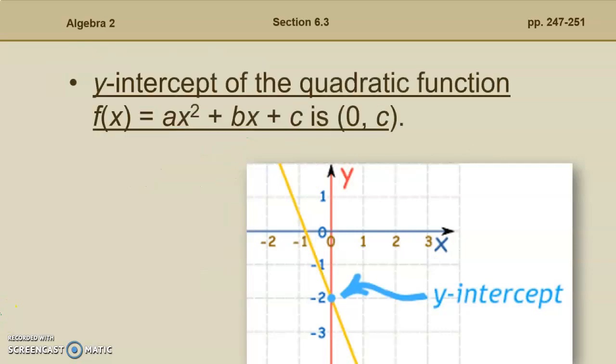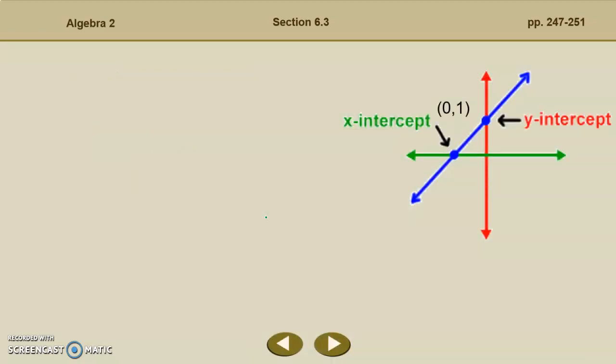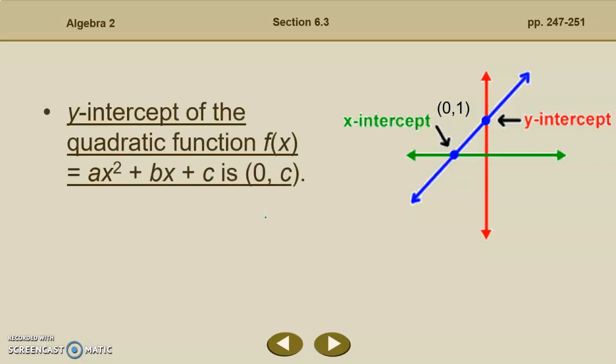The y-intercept of the quadratic function f of x equals ax squared plus bx plus c is (0, c). So our y-intercept is our constant term. And you can see that is crossing the y-axis right there. That's our y-intercept. So if we were to make all of our x's 0, which is what's true when we have a y-intercept, then we can see that's why it's the constant term. In order to find our x-intercept, our y has to be 0.